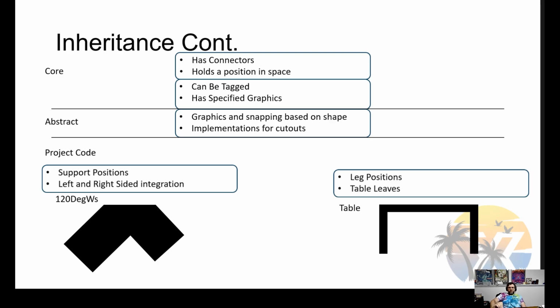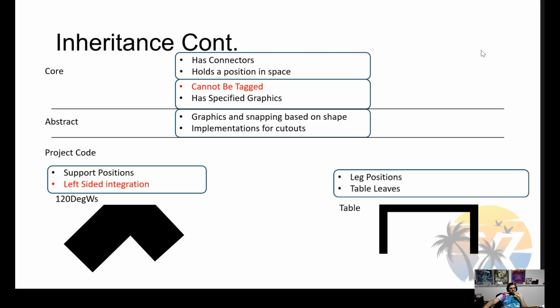So as a developer, you can actually manipulate these things, and not just at the level that you write them at either. So you can manipulate this left and right-sided integration. So let's say for my project in particular, I've decided I actually need to get rid of the right-sided integration. So I'm going to remove that from the 120-degree work surface. And that's something that someone else wrote in my project for my manufacturer. I also don't want this thing to be able to be tagged, so I'm going to remove that too. There you go. I've just done it.